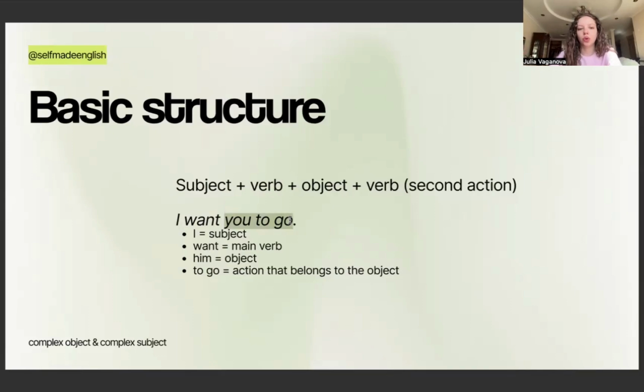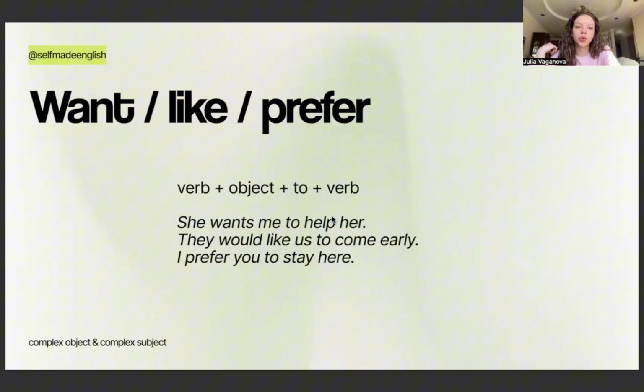I want you to go. The action that I do myself is want, and the action that I want you to do is to go. So here we go, here we have a complex object. Basically, this is everything that we need to know about complex objects. Right now, what we will focus on is the particle to, which is needed in some verbs and which is not required in other verbs. For example, it is pretty common that we use I want you to go, she wants me to help her.